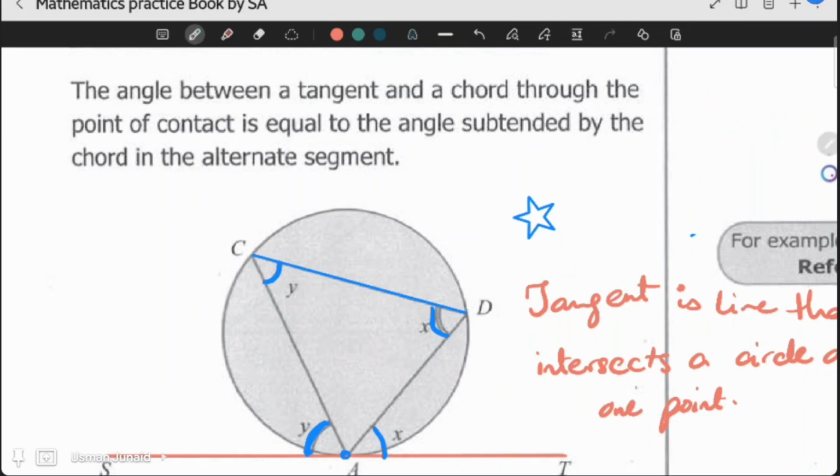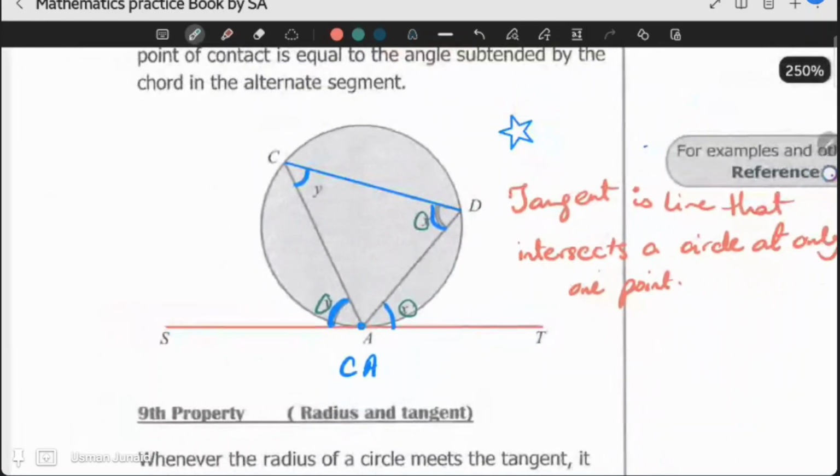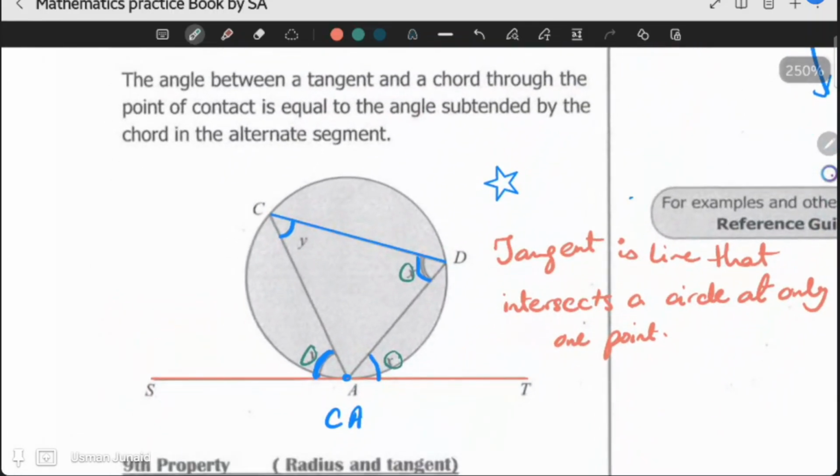So if this is a tangent, this is a tangent, right? What is a tangent? A line that intersects only one point at the circumference or curve. Alright? So that says that if there is an angle y here, it would be an angle y here. If there is an angle x here, it would be an angle x here. Okay? Okay, sir. Right?